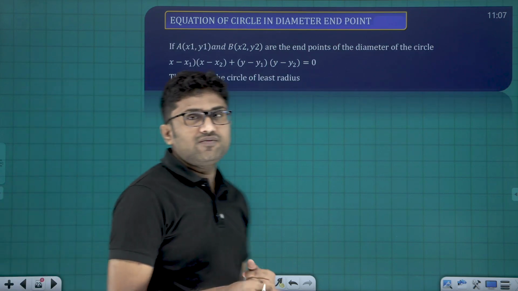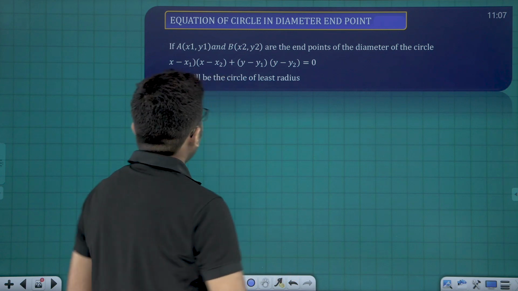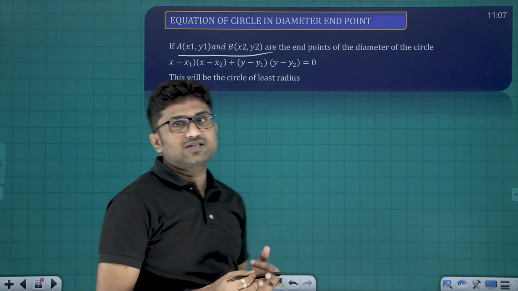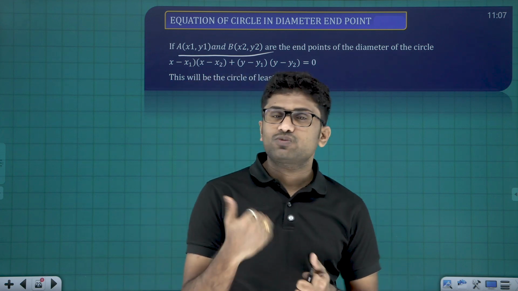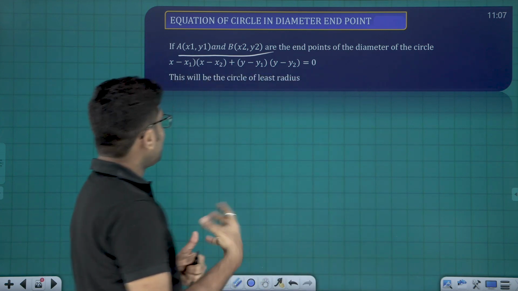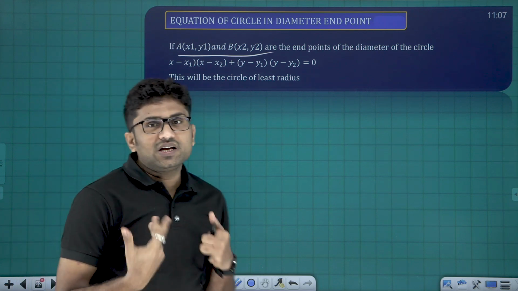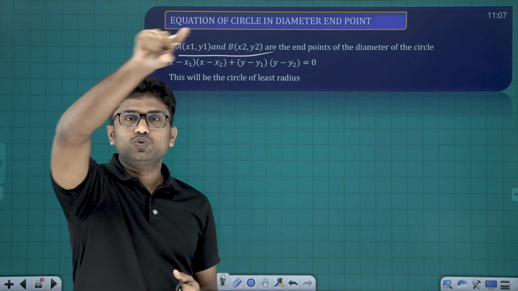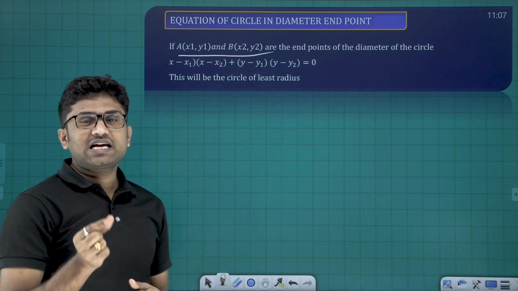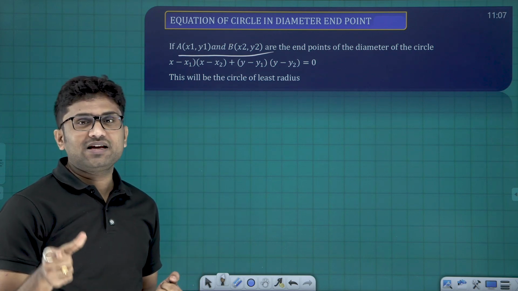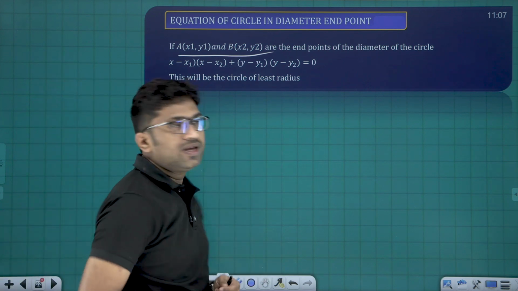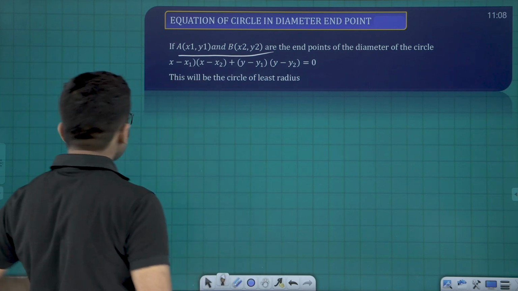Equation of the circle with the ends of the diameter known. If these two are the ends of the diameter, then the equation of the circle is (x minus x1) into (x minus x2) plus (y minus y1) into (y minus y2) is equal to 0. And one more thing, another way of asking will be: find the equation of the circle which is passing through 2 points and having least radius. The circle which is passing through 2 points and having least radius means this should be the diameter. Okay, so this is again the diameter end form.